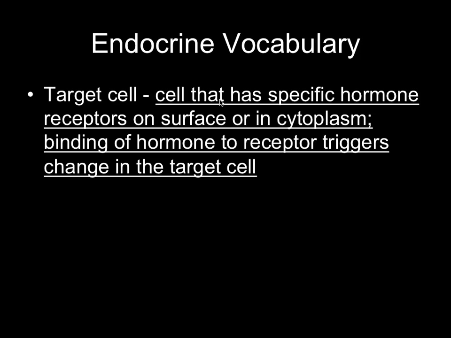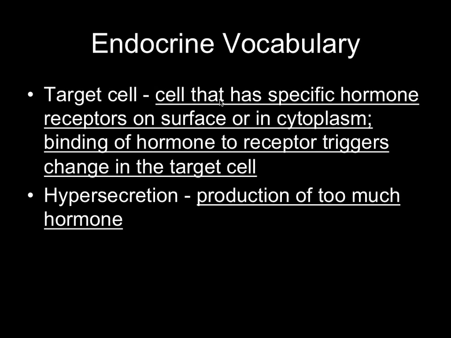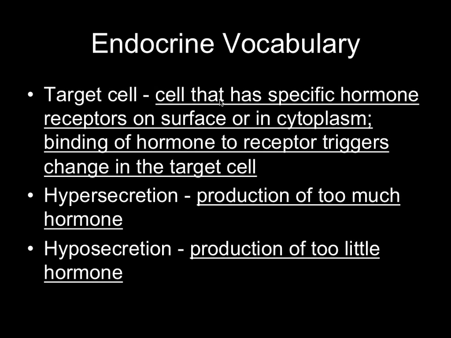We also have a couple of generalized conditions that exist with hormones. The first one is hypersecretion, and this is where we produce too much hormone. And then the second one is hyposecretion, which is where we produce too little hormone. Producing too much or too little can have serious consequences for a particular individual. We've talked about these prefixes hyper and hypo before. So hyper means high and hypo means low.